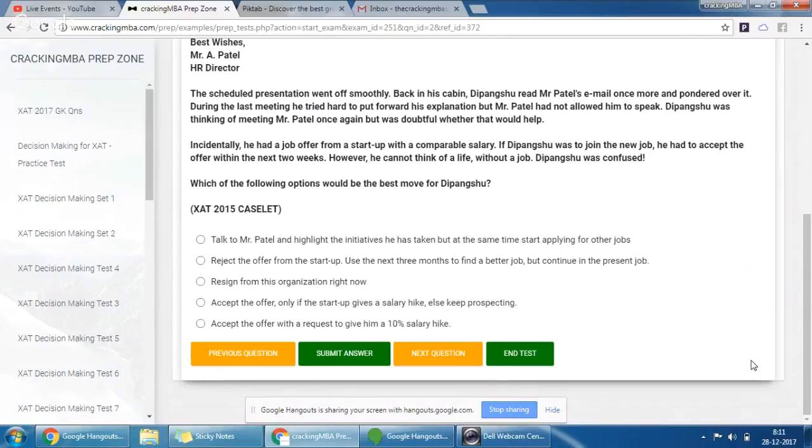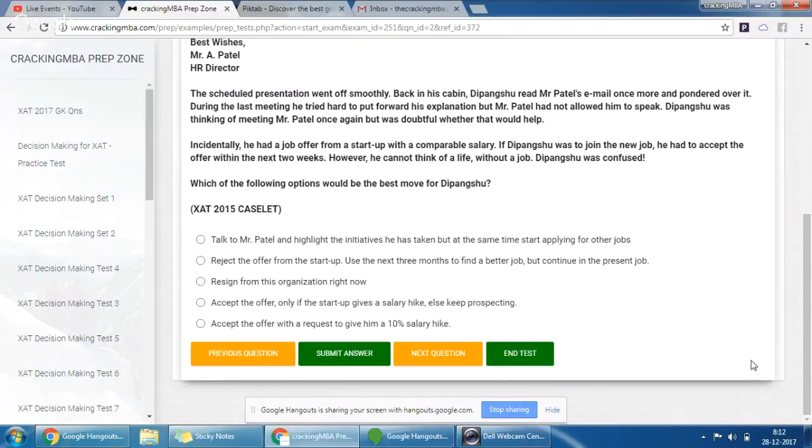Similarly, option E is out because accepting with a 10% hike doesn't justify. Maybe 20%. Why only 10%, right? That's why it's also out. Option C is out because he'll be jobless, which he does not want to consider. Between option A and B, both of them look very close. Option B is being rejected primarily because it's not solving his problem at hand. So the best approach would be option A, where he is trying to do his best to stay back in the existing firm, but at the same time, he's trying to apply for other jobs.